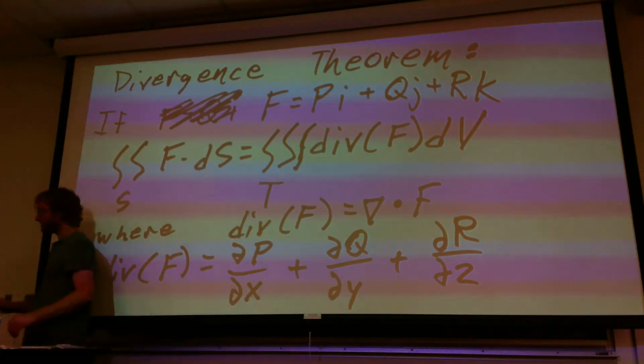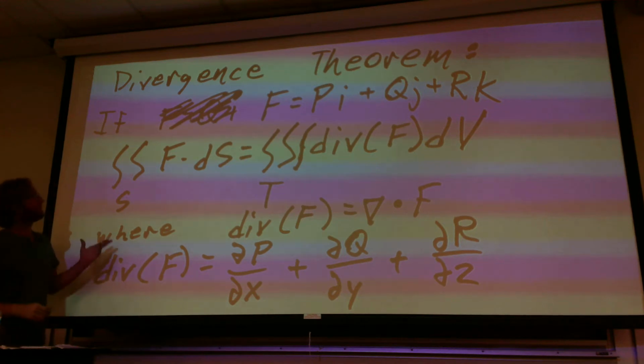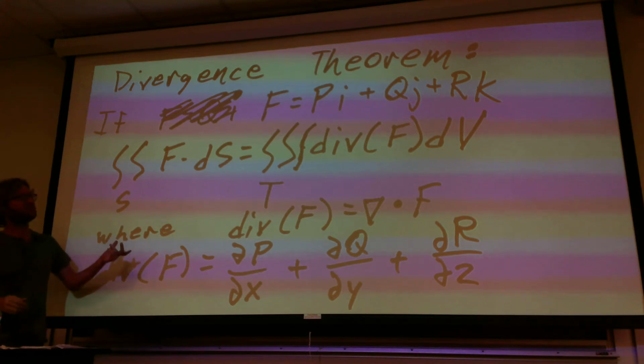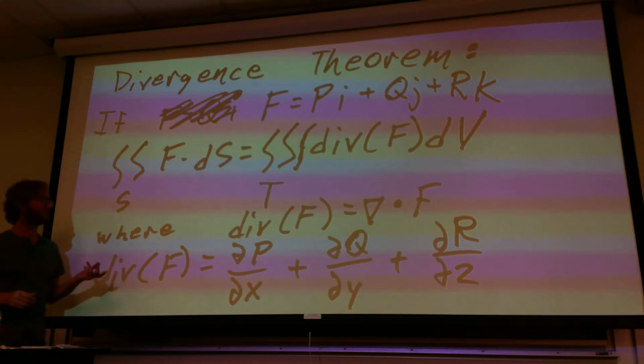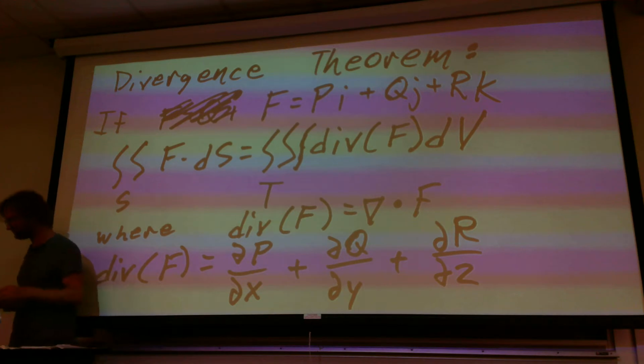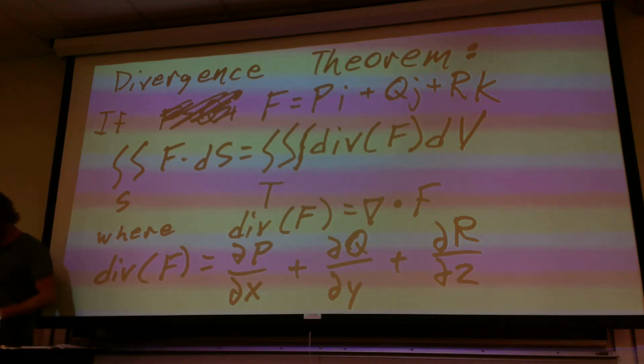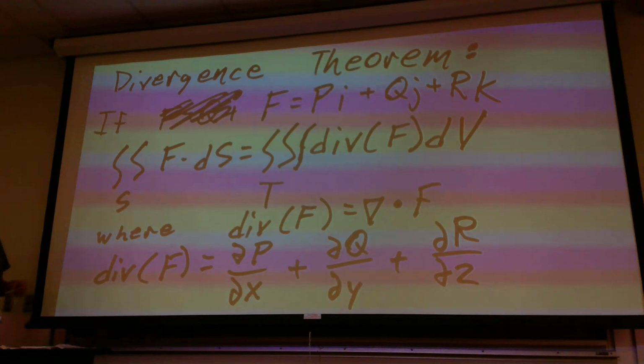So the divergence theorem is a relationship for a vector valued function between a surface integral and the divergence of the vector field with respect to the volume. And the divergence is the gradient dotted with the vector field. So it's the derivative of each component with respect to x, y, and z.